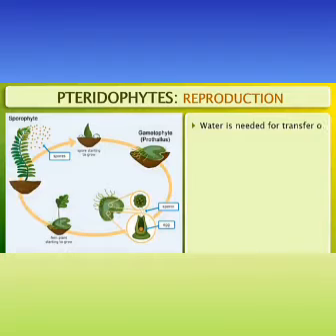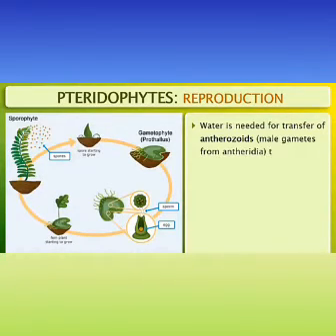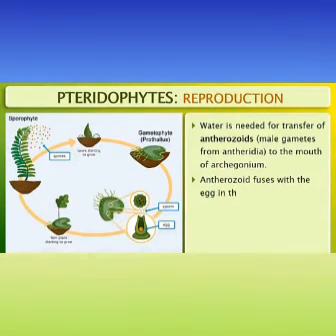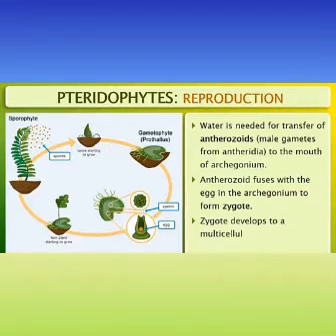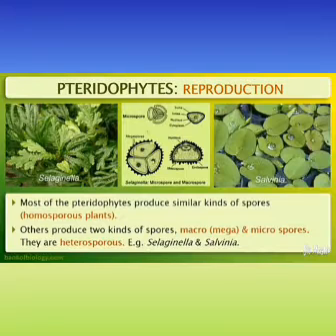Water is needed for transfer of antherozoids, that means male gametes, from antheridia to the mouth of archegonium. So, antherozoids fuse with the egg in the archegonium to form zygote. At last, zygote is formed. That zygote develops into a multicellular, well differentiated sporophyte. Okay, the sporophyte is the plant. It is having the root, stem and leaves.